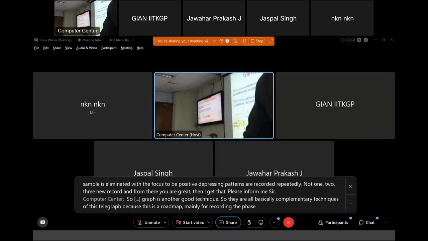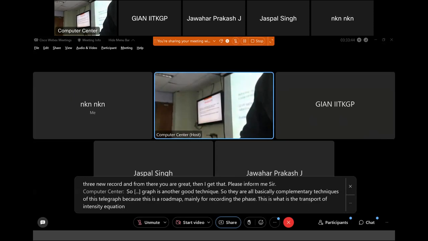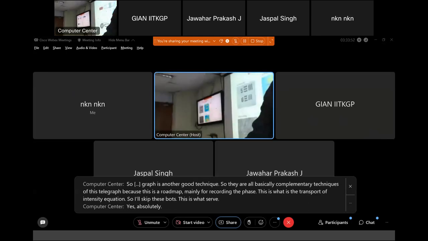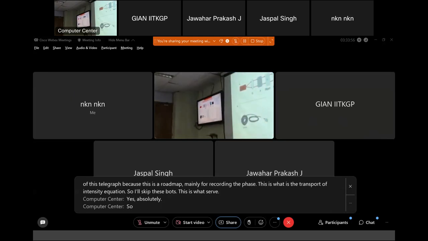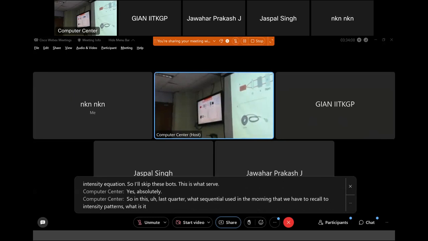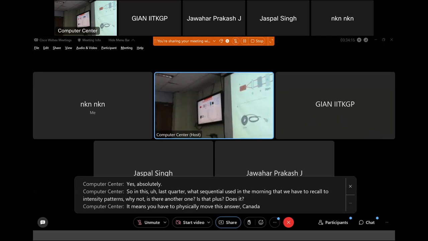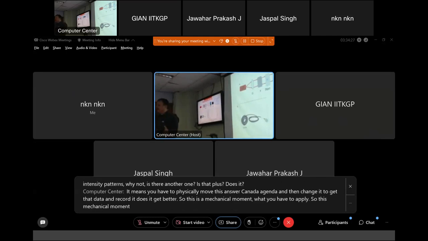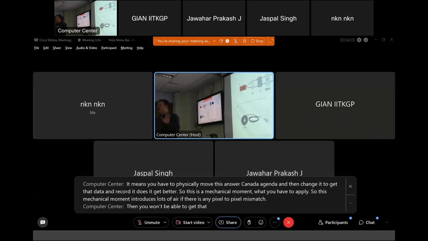And this is the transport of intensity equation. I'll skip these parts. This serves as reference. In the transport of intensity equation, as mentioned in the morning, we have to record two intensity patterns, one at distance z, another at z plus delta z. It means you have to physically move the sensor camera from z to z plus delta z and record the intensity pattern. This mechanical movement introduces lots of error. If there is any pixel-to-pixel mismatch, then you won't be able to get the phase value. It will give you lots of errors.